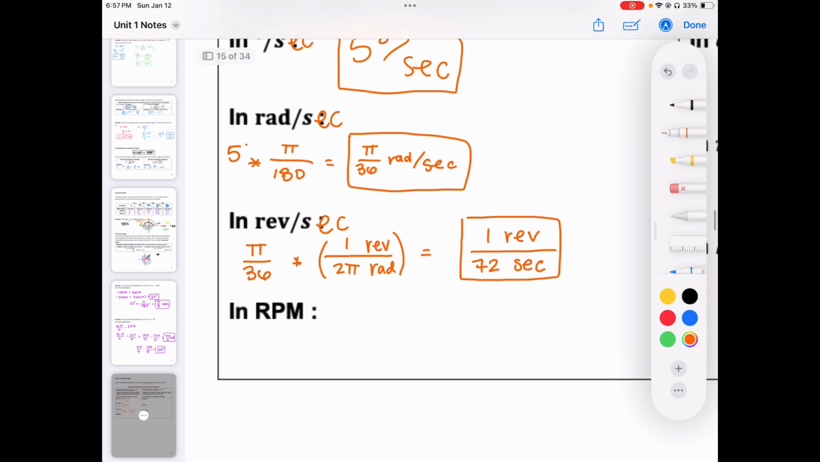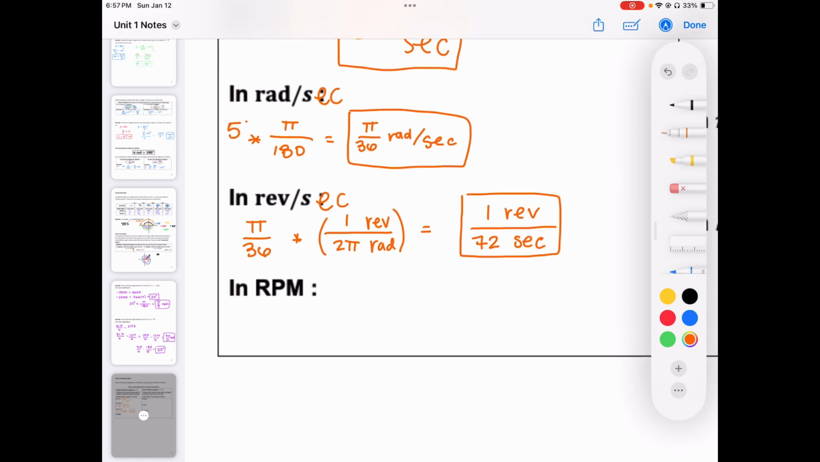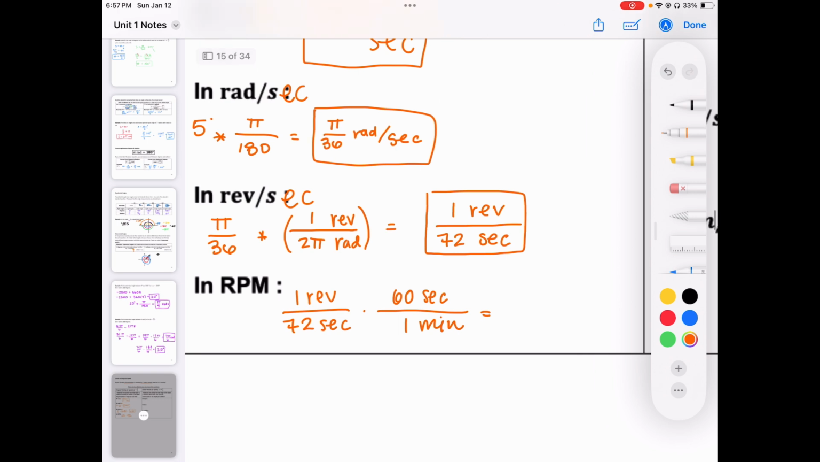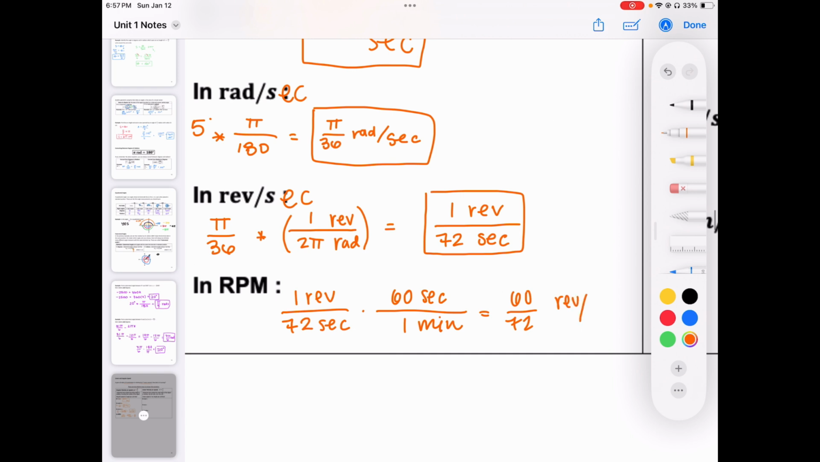Okay. And then finally, in revolutions per minute, all we're doing is taking this previous answer and converting it to minutes. So we have one revolution per 72 seconds, and there are 60 seconds in 1 minute. Okay. So we will end up with 60 over 72 revolutions per minute. If you wanted to get a decimal, that's totally fine. It's approximately 8.833 repeating. Either one works.